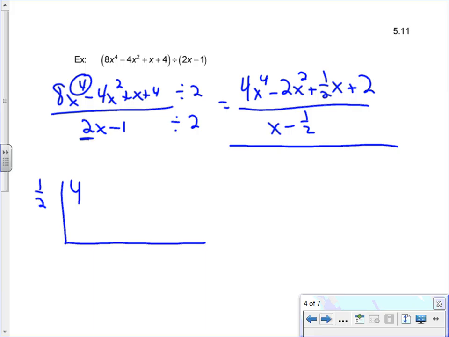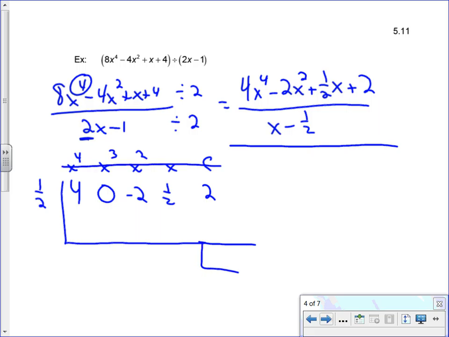Okay? So, I do have a placeholder. So, this is x to the 4th. The next thing has to be x to the 3rd, and there's not one, so I have to put a 0 in. Then the next thing has to be x squared, -2, then x, 1/2, make the box a little longer, and at the very end, you have to have your constant. Now, you don't have to write all this at the top. That doesn't have to be written there, but you have to take it into account.